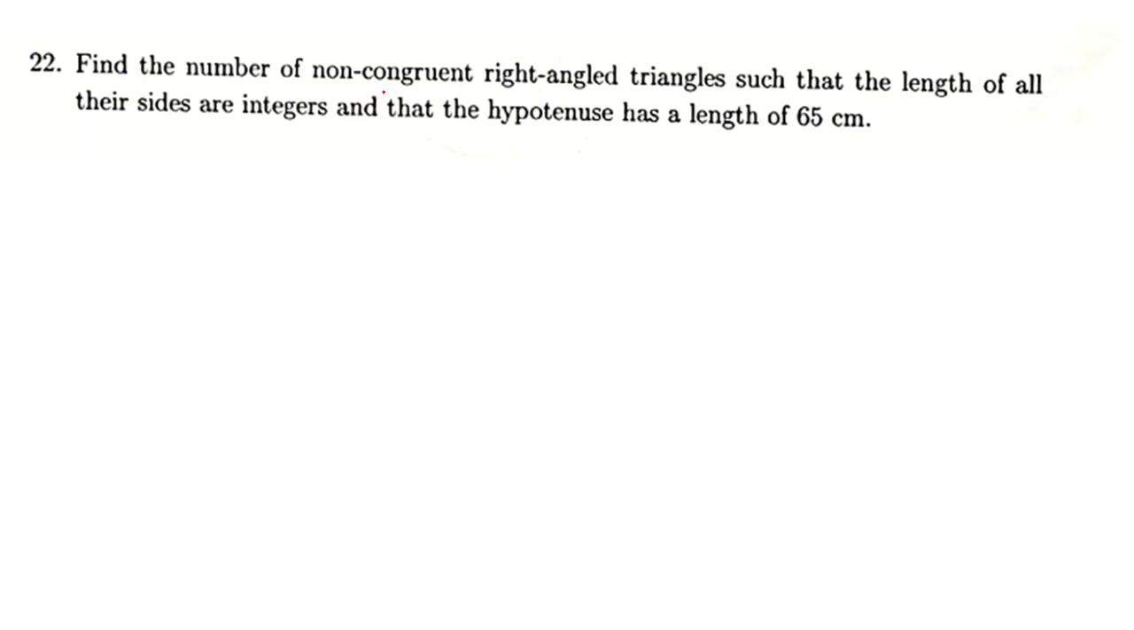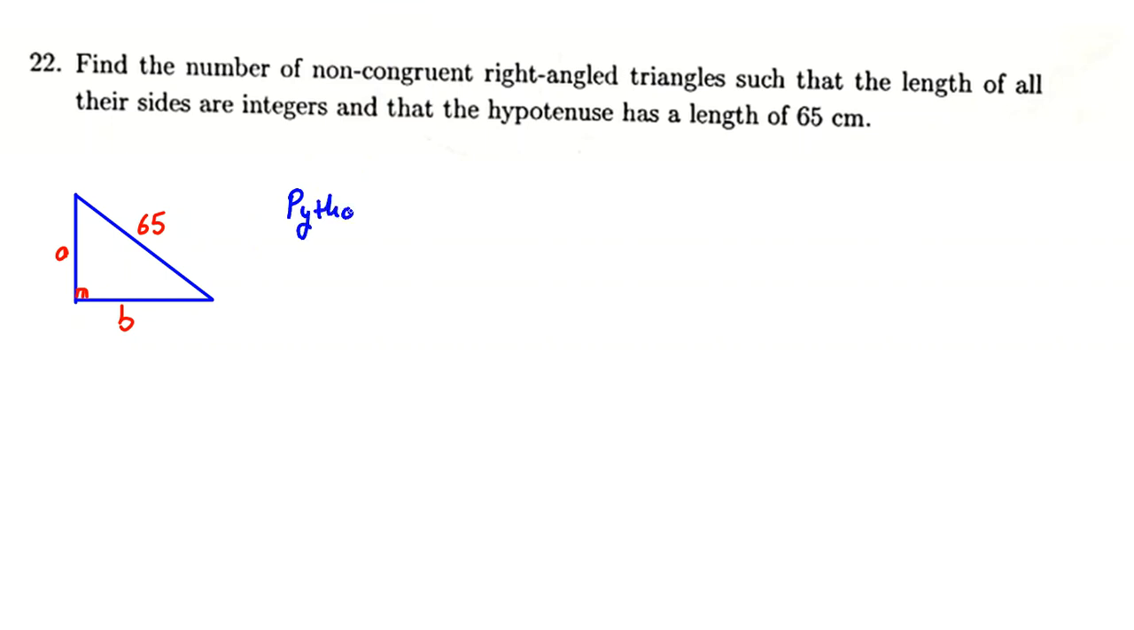Find the number of non-congruent right-angled triangles such that the length of all their sides are integers and that the hypotenuse has a length of 65. So let's draw our triangle. It is like this. One side is A, one side is B, and the hypotenuse is 65 because the problem says 65. Now, what theorem should we use here?